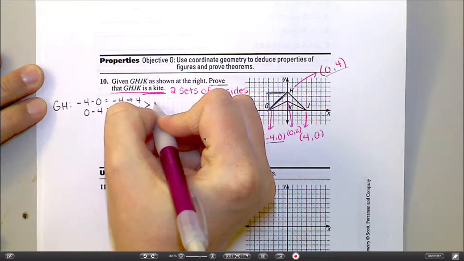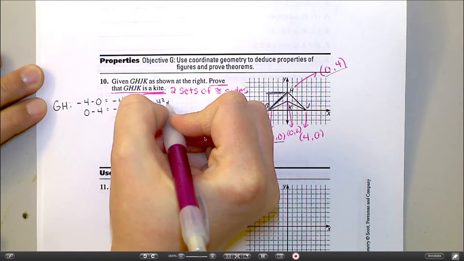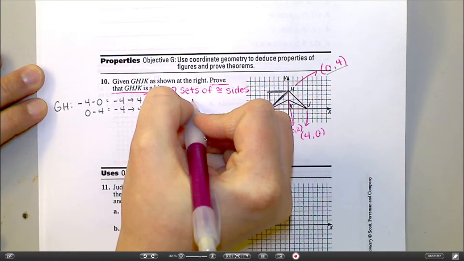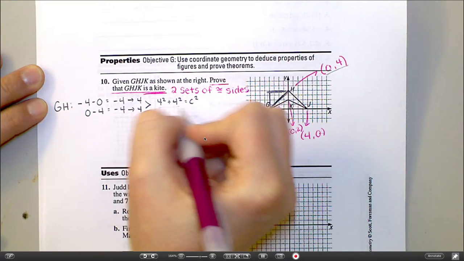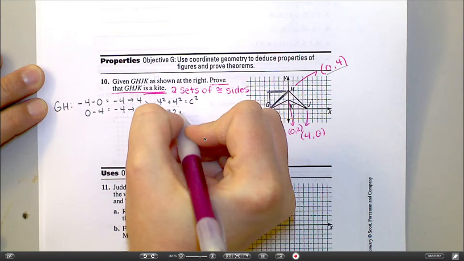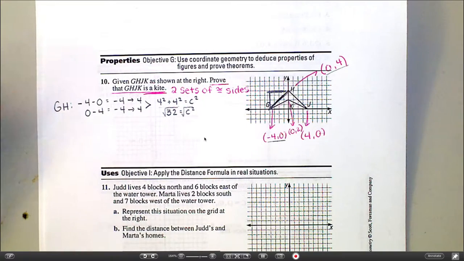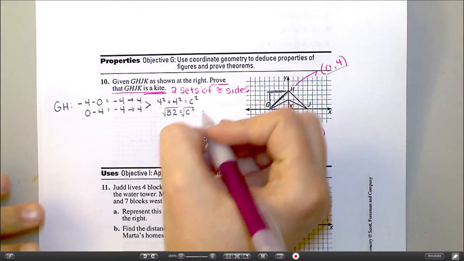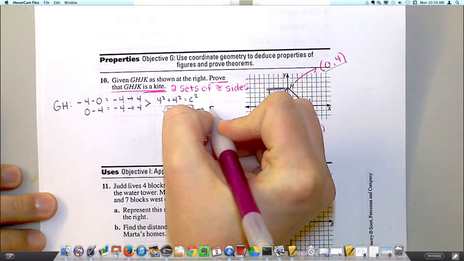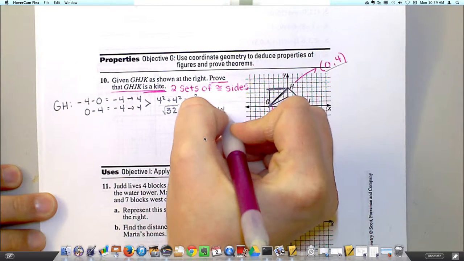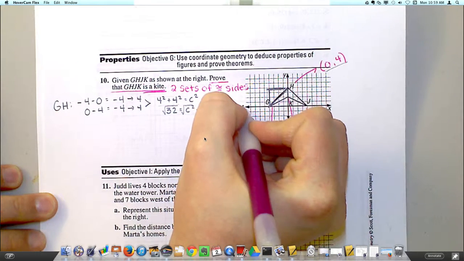So now I'm going to take these two and I'm going to do 4 squared plus 4 squared equals c squared. Well, 4 squared plus 4 squared is 32 equals c squared. And then I'm going to take a square root and a square root. It's going to be 5 point something. Yep, 5.66. And that 5.66 is my length of GH. Okay?